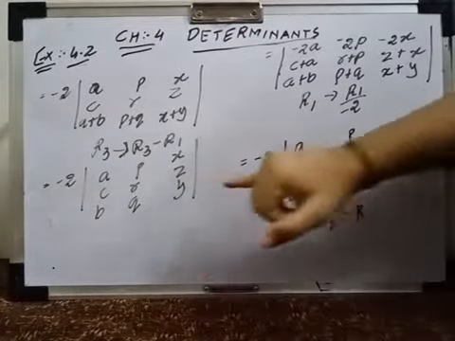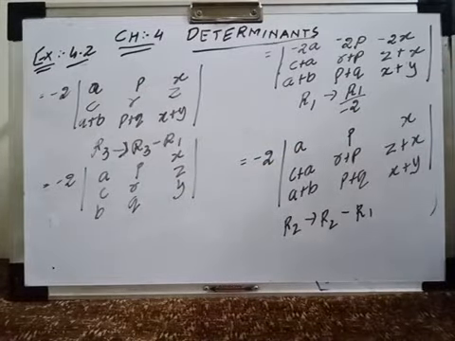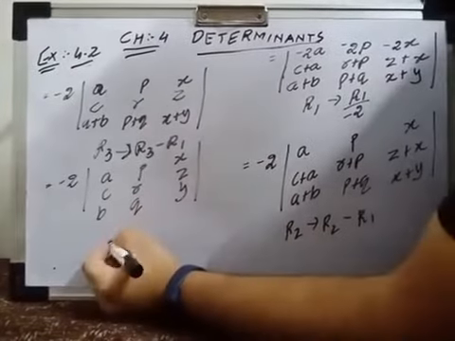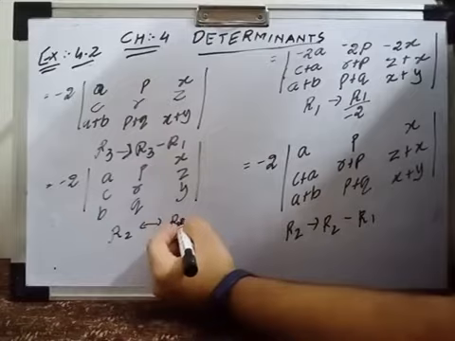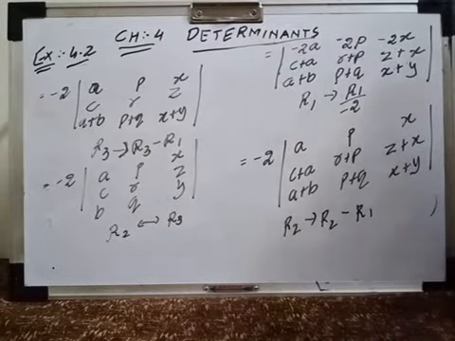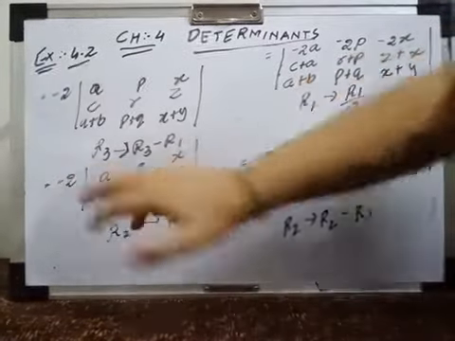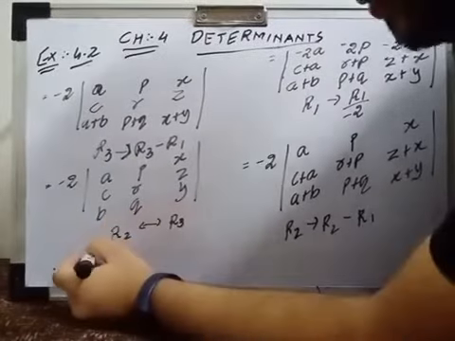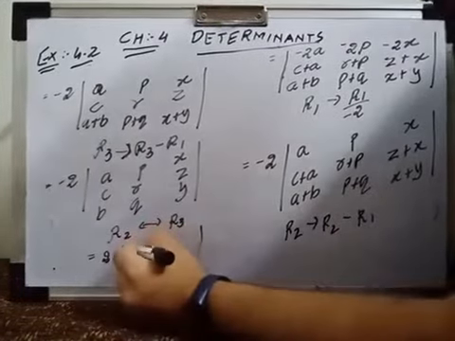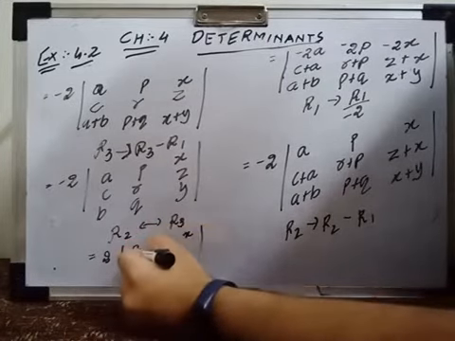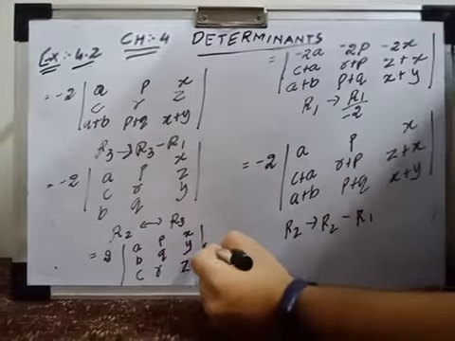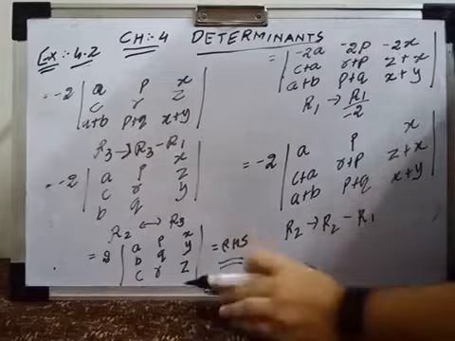That is because here row 3 is row 2 in the right hand side, and here row 2 is row 3 in the right hand side. So I will interchange R2 with R3, and I told you if you want to apply this property, then you have to change the sign of the determinant. Here the sign of the determinant is minus 2, so I will write plus 2, and I will interchange the second row and third row. So my answer is A, P, X, B, Q, Y, C, R, Z, and this is our right hand side, hence proved.